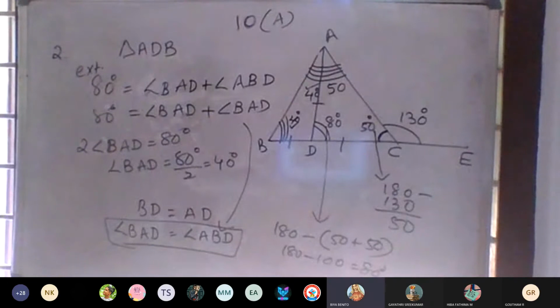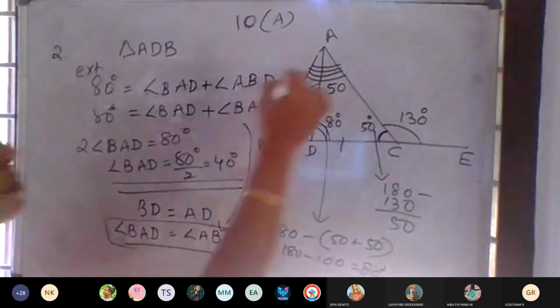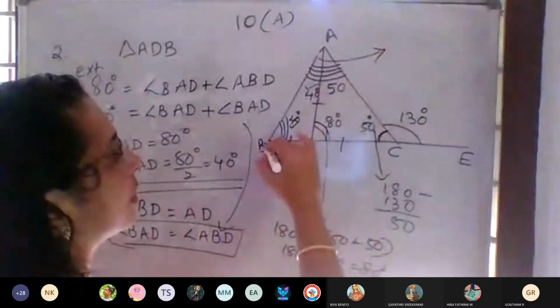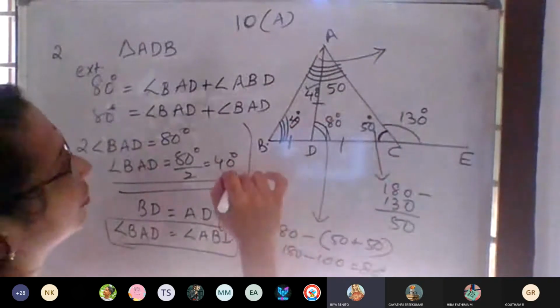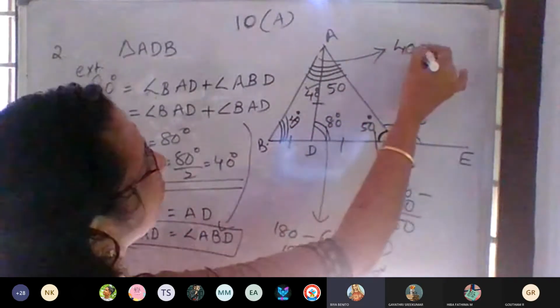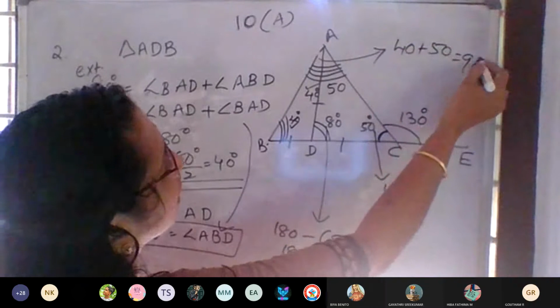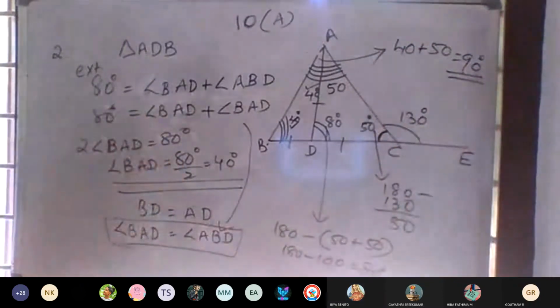Second part, BAD, we got 40 degree. Then third part, BAC. How can we find BAC? Already we got 40, BAC will be 40 plus 50 degree, which is equal to 90 degree. So third part. Understood or not? Yes, ma'am.